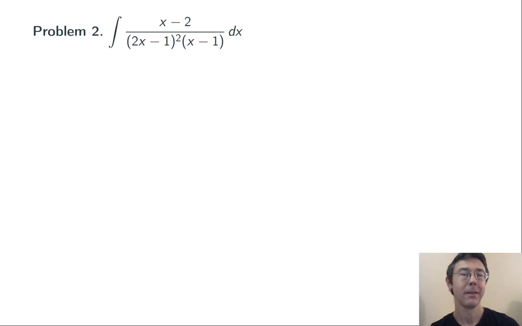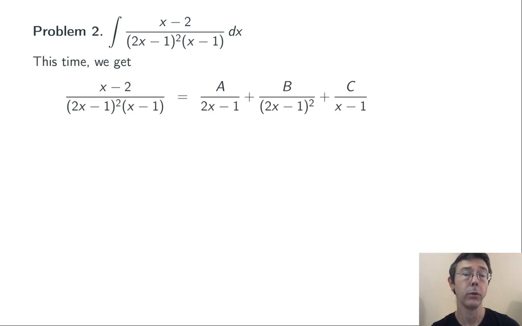Problem 2. Integrate x minus 2 over 2x minus 1 squared times x minus 1. Here, the denominator is all linear factors, but one of them is repeated. I have 2x minus 1 times 2x minus 1. So the partial fractions decomposition is going to have this form. A constant over each linear term, and when I have linear terms squared, I need two terms for that. So A over 2x minus 1 plus B over 2x minus 1 quantity squared plus C over x minus 1.